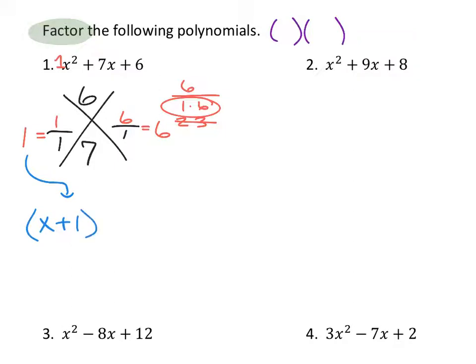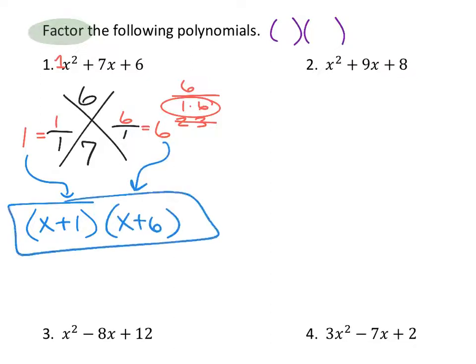That doesn't look like an arrow. Let me try that again. And then x and a positive 6. And since I am done and I have nothing to swing forward, that's factored form. I successfully factored that polynomial.